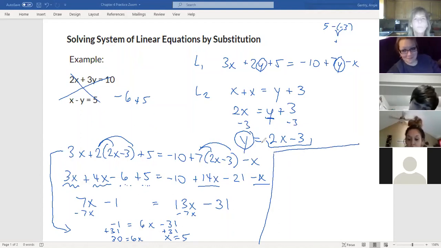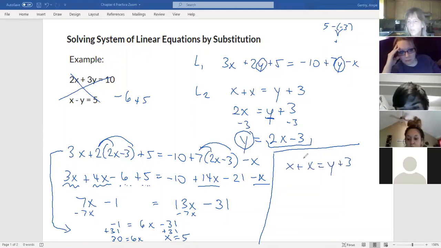Okay, so x is 5. So then we have the original, and I need to make sure I don't look at my example, but at this one Markeisha gave me. I love it when you guys bring the examples. I'm going to use the line 2. x plus x is y plus 3. This is the line that was given.